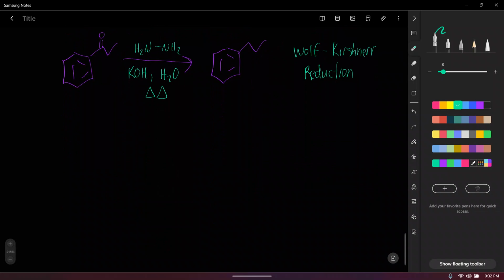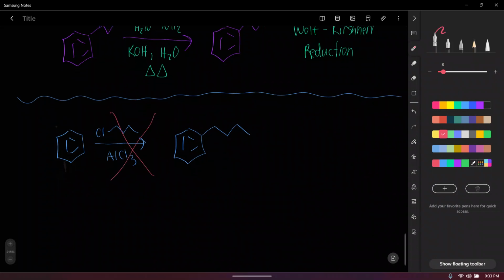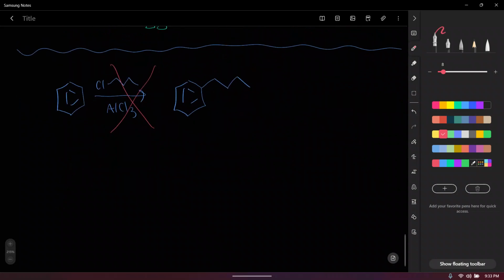So with all of that said, we already talked about, if you have a benzene ring and you want to directly put on something like, let's say, a butyl chain, you could not do it this way. If you tried to do it that way, this would fail. And we talked about why it would fail. The carbocation intermediate that you would form would rearrange.